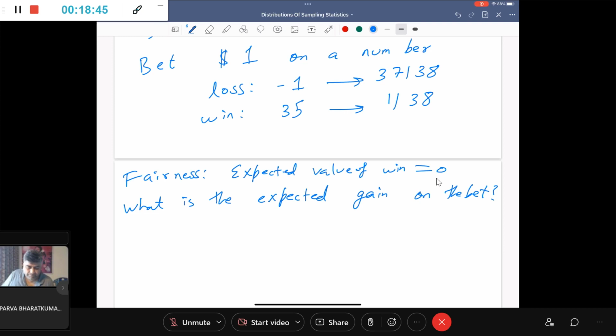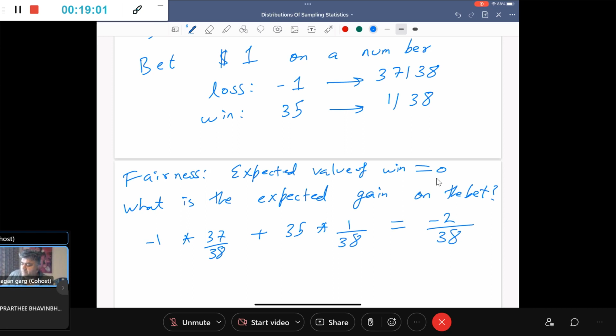-2/38? Yes, exactly. So it is minus 1 multiplied with 37/38 plus 35 multiplied with 1/38. And this comes out to be -2/38. So we would have said that it is a fair place if this value was equal to 0. But this is not equal to 0. So this is actually equal to -5.3 cents. So what it means is that on an average, you are going to lose a little more than 5 cents every time you're placing a bet of $1.